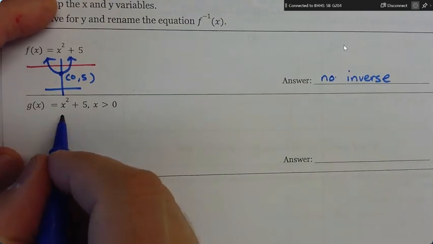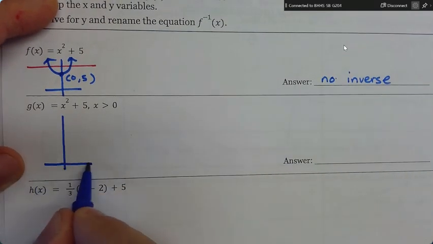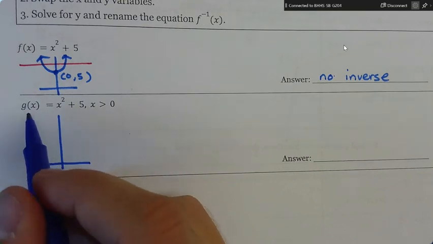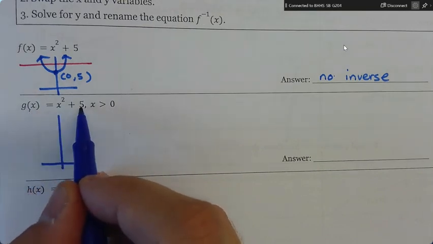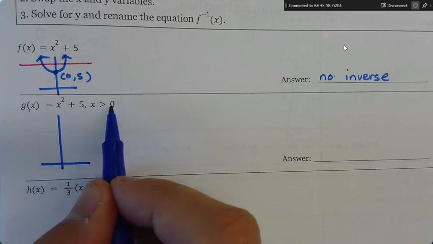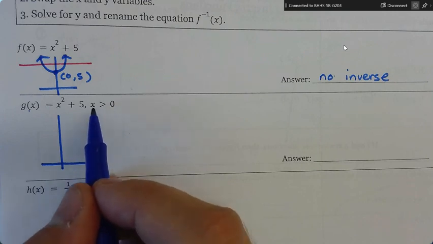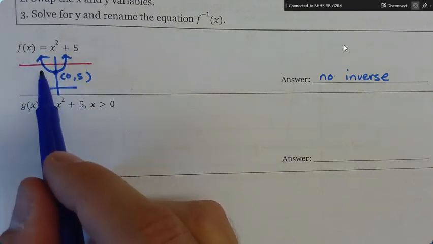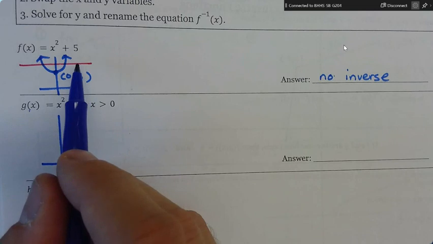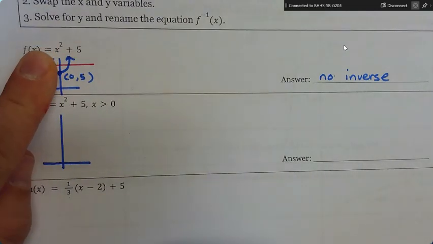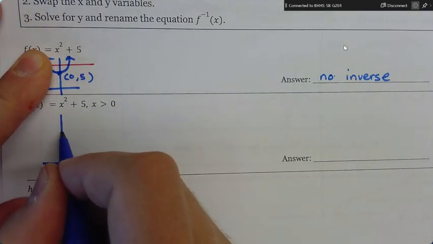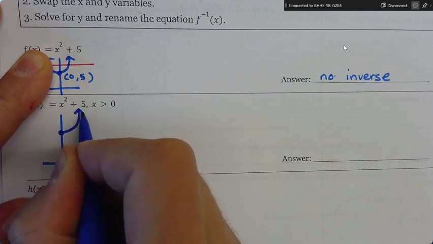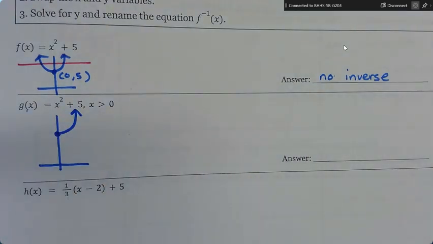Beautiful. Let's go to the second one. Second one says that g(x) is equal to x squared plus 5, but only when x is greater than 0. So if it's only when x is greater than 0, we're not going to get this whole graph. What part are we going to get? The left side or the right side? Yeah, we're going to get the right side because the right side is where x is greater than 0. So this one's going to look something like this. Now, does that pass a horizontal line test? Yes, it sure does. So this time, you can come up with an inverse function.